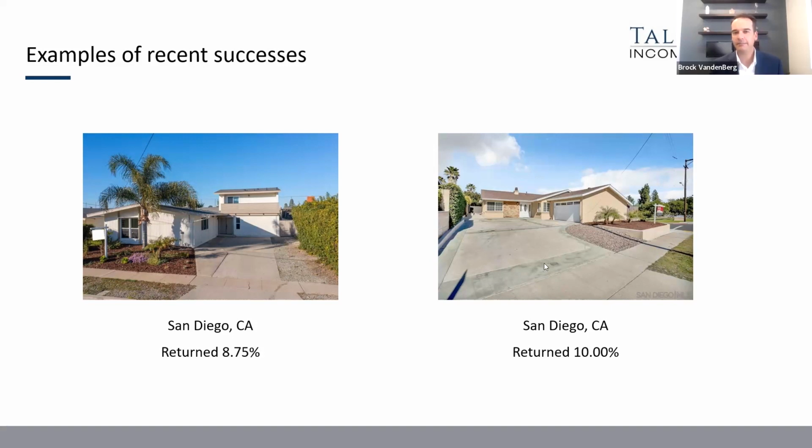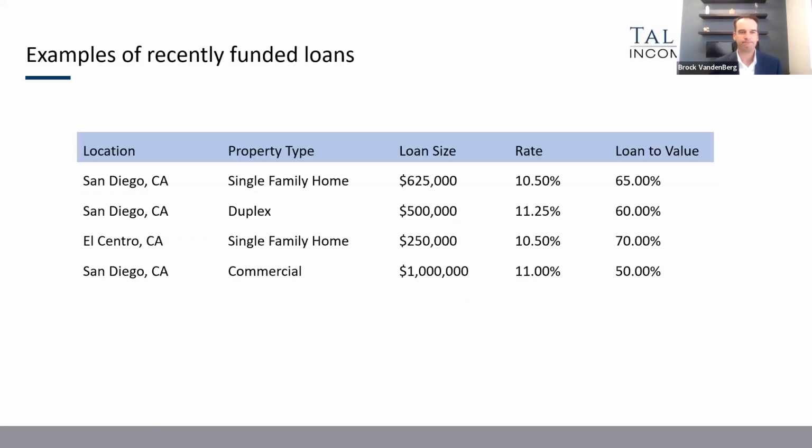On the right, same deal. I think we funded this about a month and a half ago. We're earning 10% on our money on this purchase. So these are examples of the opportunities that are out there, the type of collateral that you can secure your loans against. In fact, I think this shows probably the last 6 months of some of the loans that we've done.